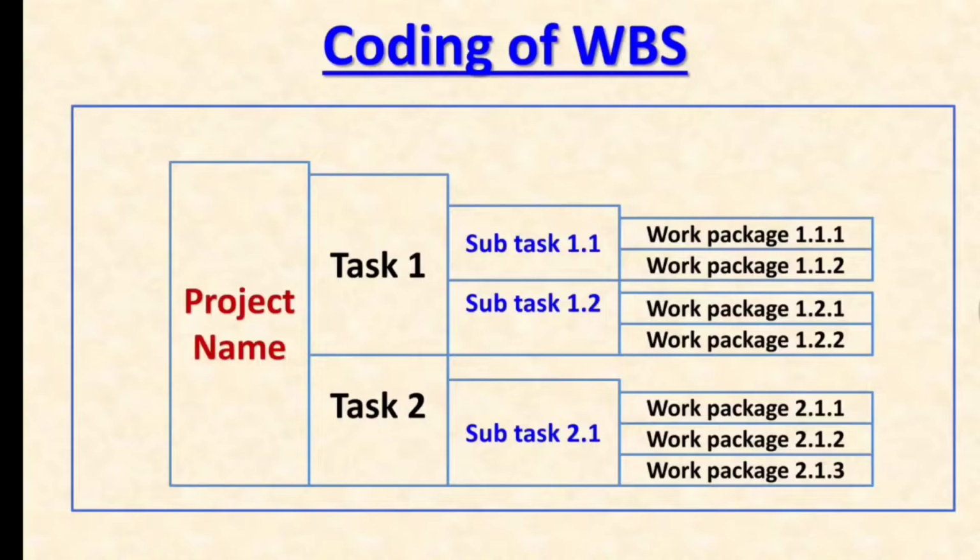So the project name will be there, then task 1 and task 2. It is a simple example. When you go to a practical project, it will be a different thing. So basically these processes are something you need to understand, so that this coding becomes easier, to identify each type of deliverable and each type of task. That becomes easier for you to code a WBS.